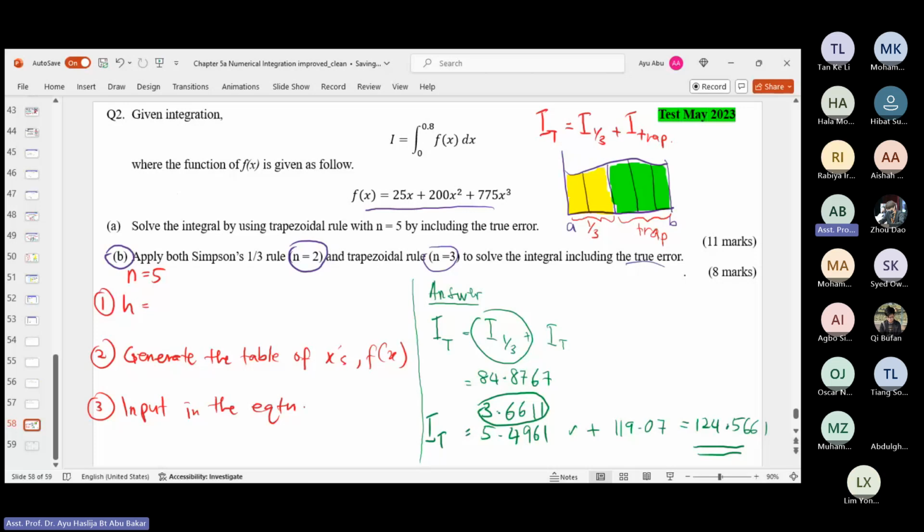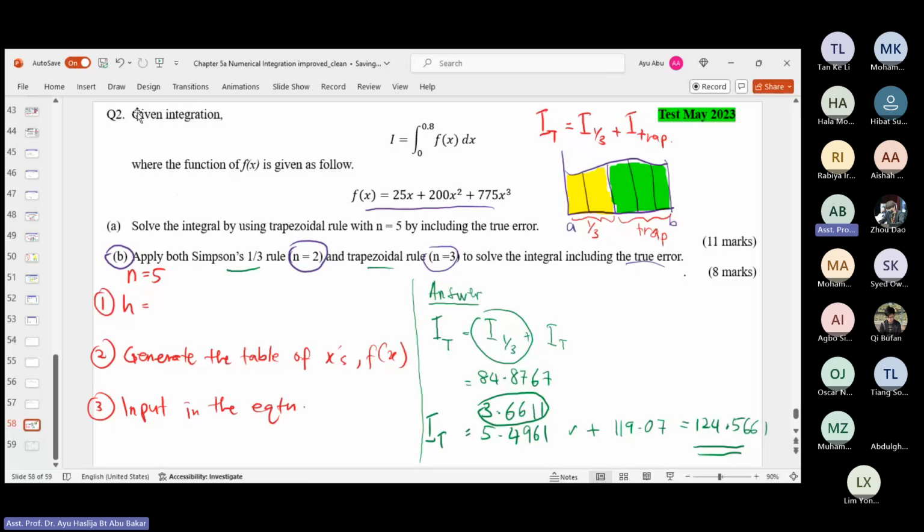Now this question also you can choose, because the question doesn't mention that for the first two segments you need to use this, and for the last three segments you need to use this. It doesn't specifically mention, so you can choose either the first two segments as wanted or the last two segments as wanted, as long as you apply both rules.